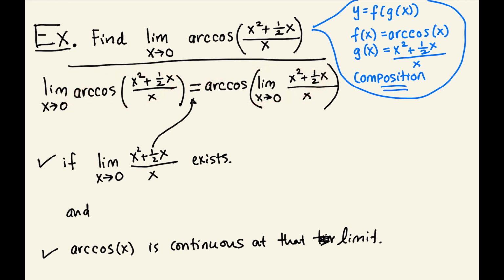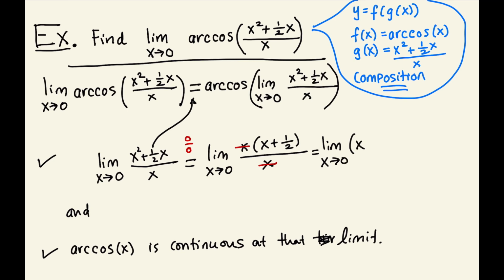So let's start that process. Does this limit down here exist? Well, let's try to calculate the limit. If I plug in 0, I unfortunately get an indeterminate form, 0 over 0. But I notice that I can factor an x out of the numerator, so I have x times (x plus 1/2) over x. Then I can cancel these values, and that might change my function, but that's not going to change the limit.